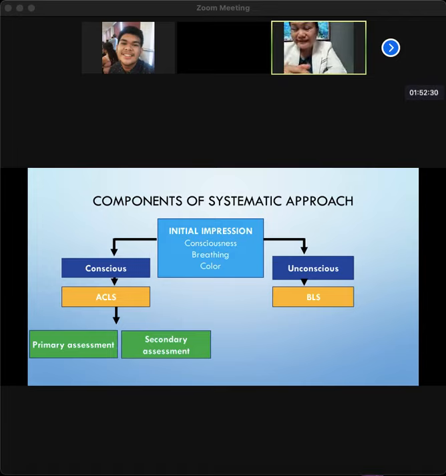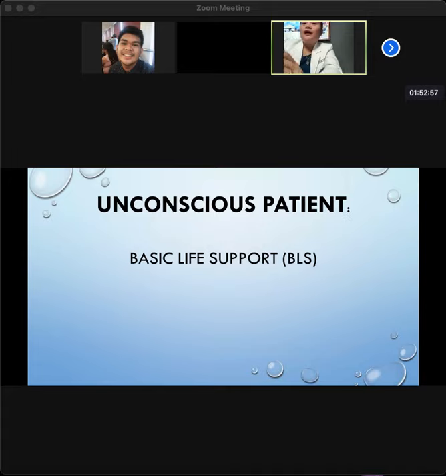Okay? Naintindihan? Okay. Again, we go to the systematic approach of your resuscitation. So, initially, you have to assess the consciousness, breathing, and color of your patient. And then, if the patient is conscious, ACLS. And then, if the patient is unconscious, BLS. Okay? Now, when you have a patient who is unconscious, then you do your basic life support. Okay. Naintindihan?